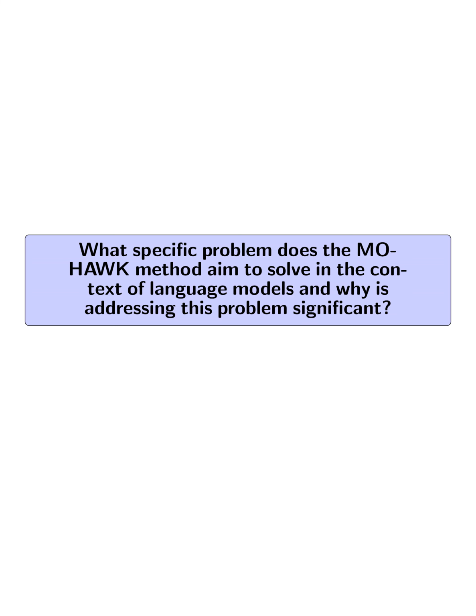What specific problem does the MOHAWK method aim to solve in the context of language models, and why is addressing this problem significant?